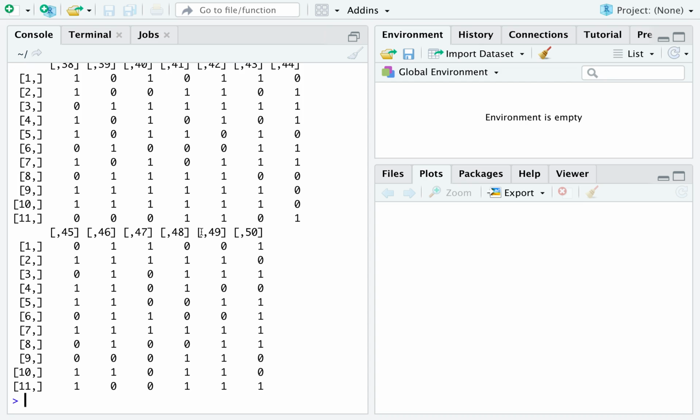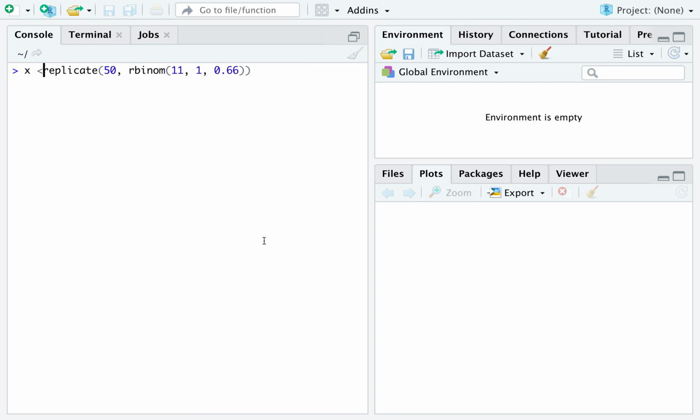Whoa, we have 50 friends that each of us took a sample of size 11. Here's the 46th friend who took a sample of size 11, and they observed, let's see, only 2 zeros, so 9 ones and 2 zeros. And here is the 50th friend who observed 11 Bernoulli observations. So we can take that code and store it into a variable x.